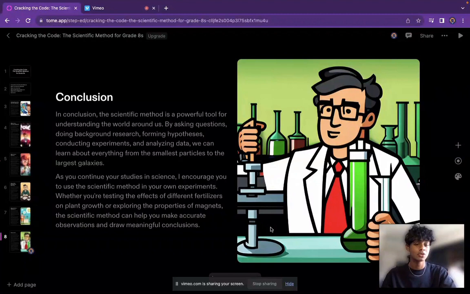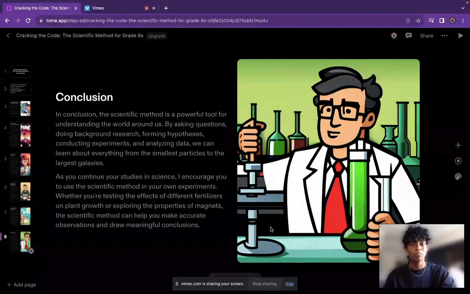As you continue your studies in science, I encourage you to use the scientific method in your own experiments. Whether you're testing the effects of different fertilizers on plant growth or exploring the properties of magnets, the scientific method can help you make accurate observations and draw meaningful conclusions.